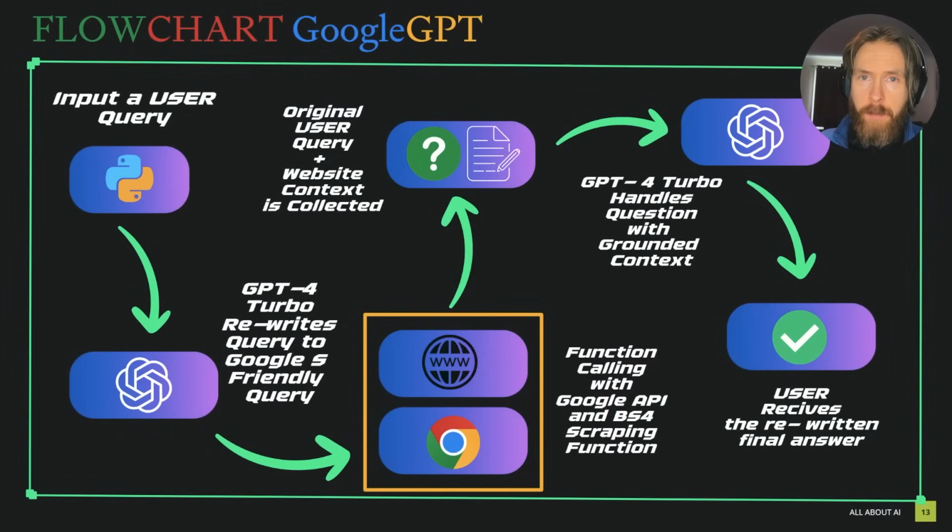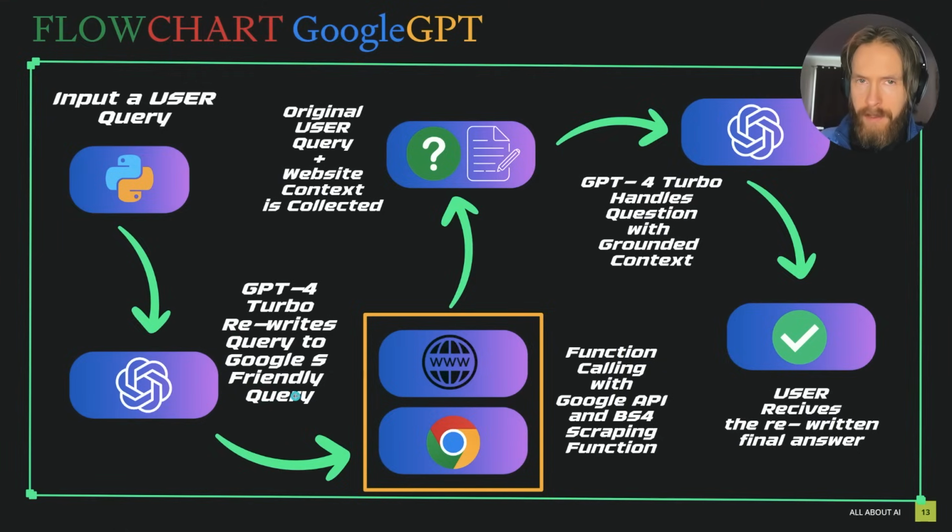As always, let's start by looking at the flowchart. You can see in the top left corner here, the user puts in a query. This could be a question, anything they are wondering about, right? We then have a function run by GPT-4 Turbo to rewrite this query into a more Google search friendly query. This could be shortening it, just taking out the keywords.